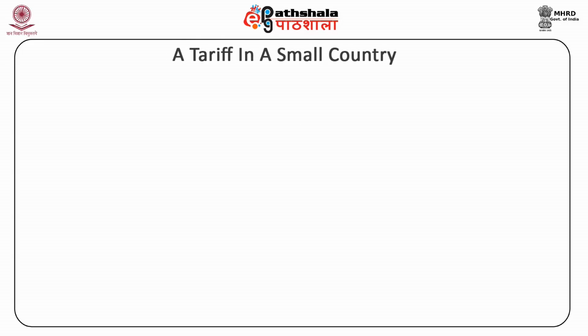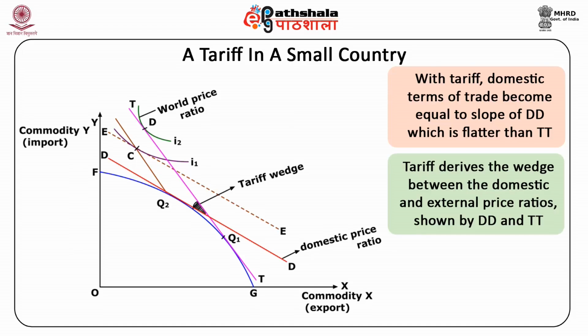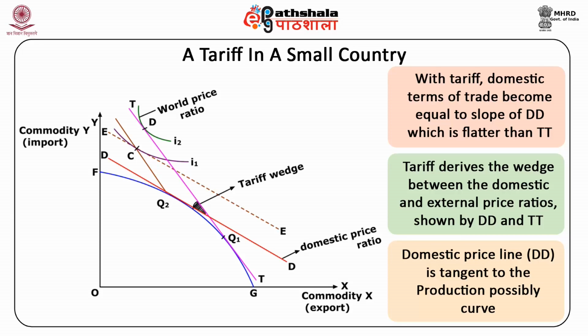This situation of tariff is shown in figure 2. With the tariff, the domestic terms of trade become equal to the slope of DD, that is, the domestic price line, which is flatter than TT, that is, the world price line, indicating the higher relative price of commodity Y. So, the tariff drives a wedge between the domestic and external price ratios, which can be seen as the angle between the two price lines, DD and TT. The higher price of commodity Y induces nation 1 to expand commodity Y and reduce commodity X. So the production point moves to Q2, where the domestic price line, DD, is tangent to the production possibility curve.